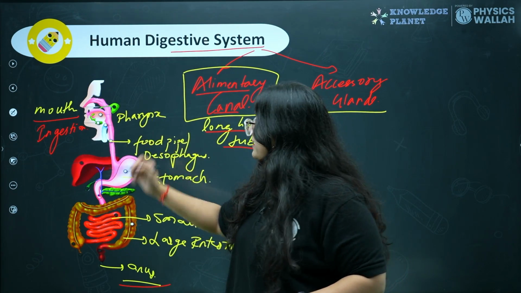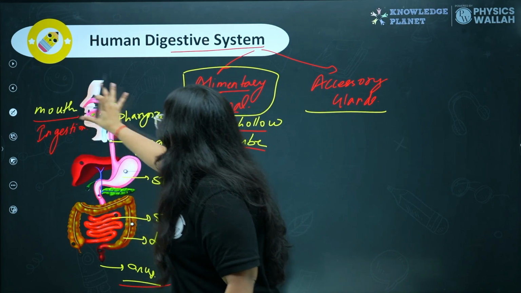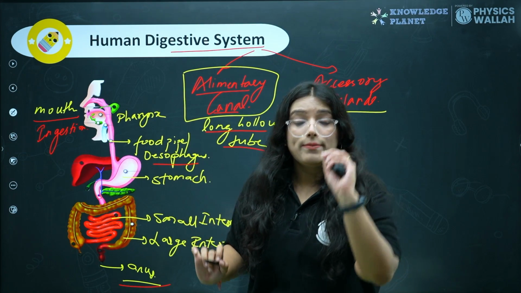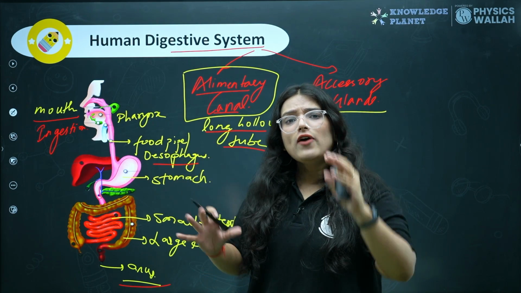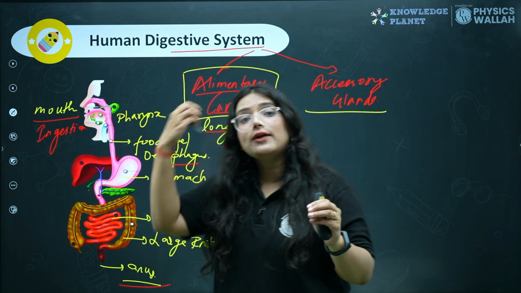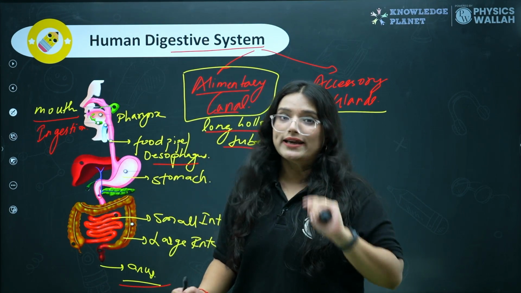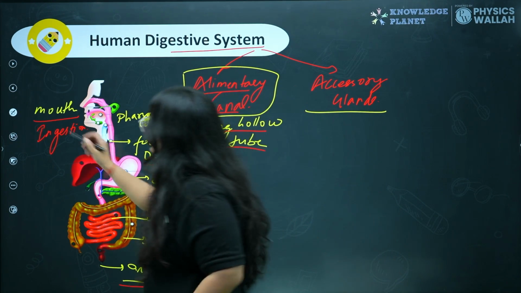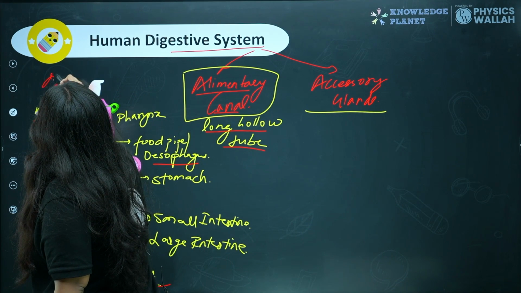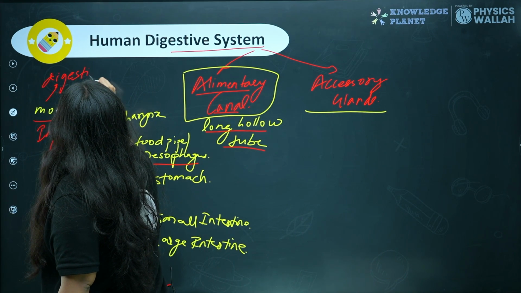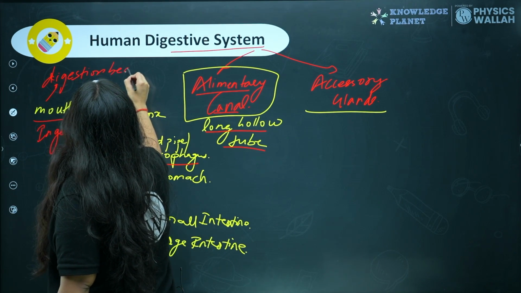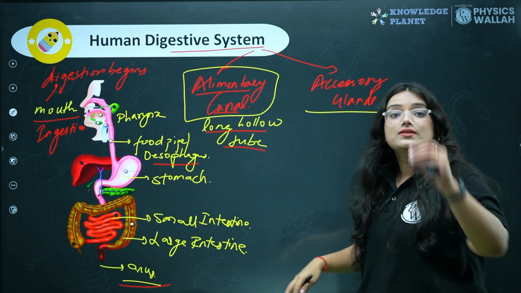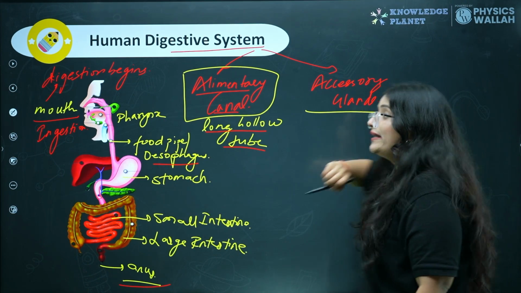Okay, then this ingested food now enters the esophagus, which is the food pipe. Now remember that the esophagus only provides a passage so that the food can move down, but no digestion takes place here. Whereas the digestion first starts in the mouth. So you will see that digestion begins in the mouth. Why? Because there they receive the secretions from the accessory glands.